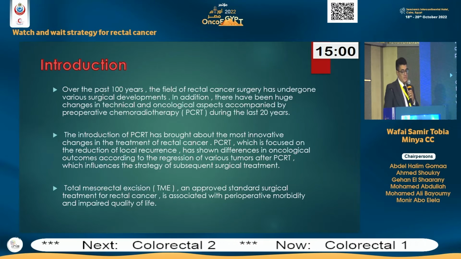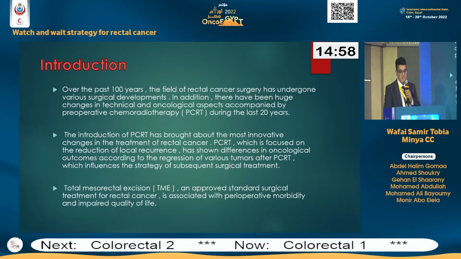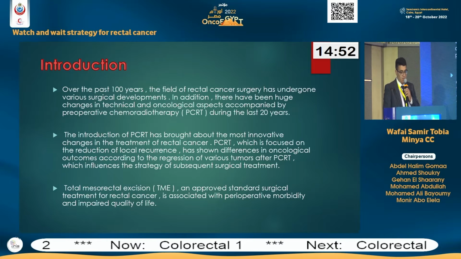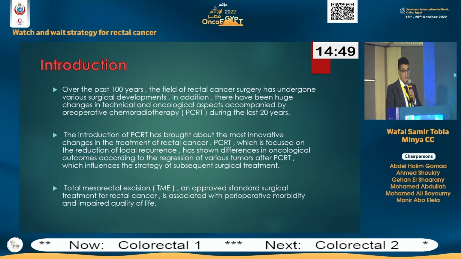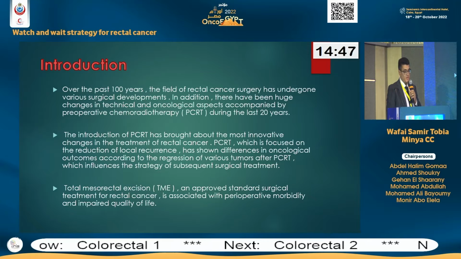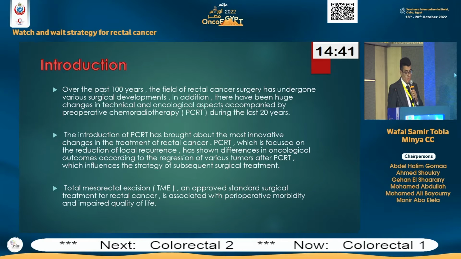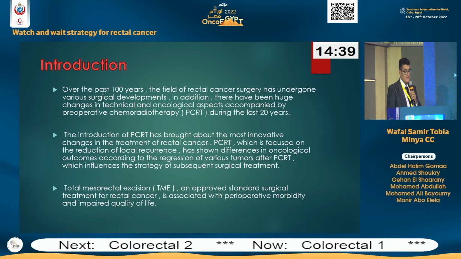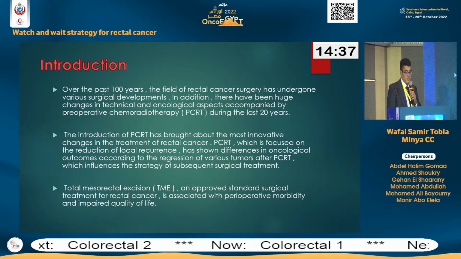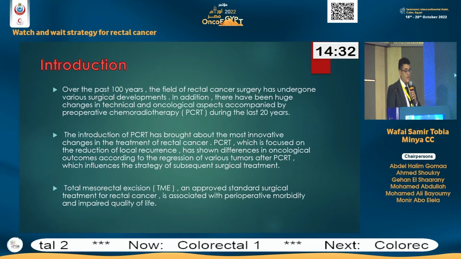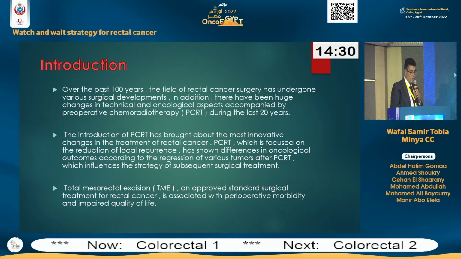Introduction. Over the past 100 years, the field of rectal cancer surgery has undergone various surgical developments. In addition, there have been huge changes in technical and oncological aspects accompanied by preoperative chemoradiotherapy during the last 20 years. The introduction of the neoadjuvant chemotherapy has brought about the most innovative changes in the treatment of rectal cancer. Neoadjuvant chemoradiotherapy, which is focused on the reduction, كان الهدف بتاعها الأولاني إن هو reduction of local recurrence.